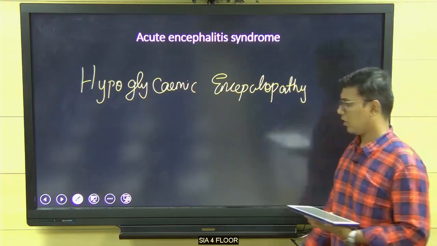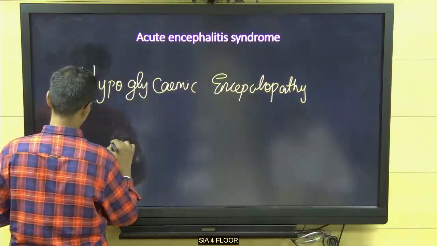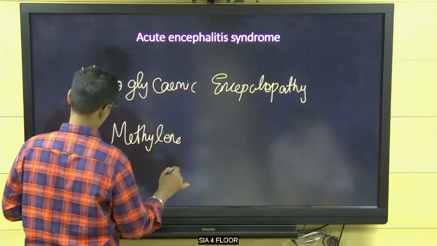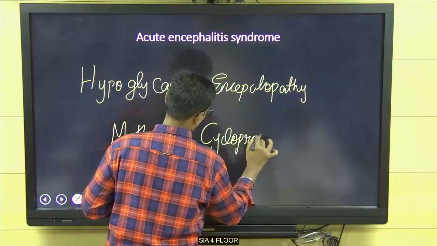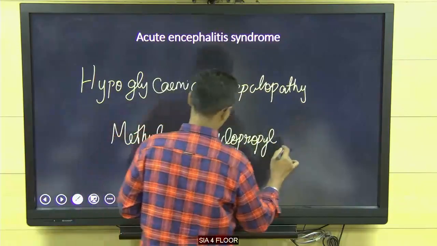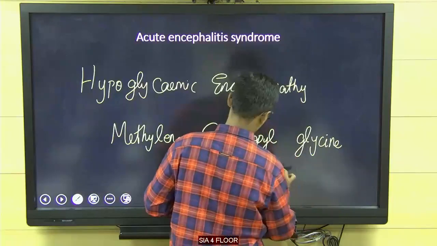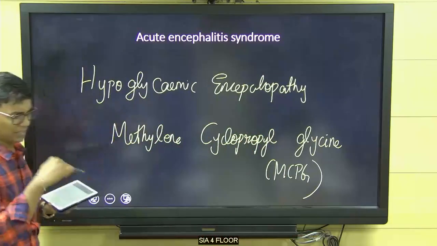There is a toxin present in lychee, which affects the child provided the child is not nourished well. It's called methylene cyclopropyl glycine, MCPG. This is a type of toxin that's present in lychee fruits.